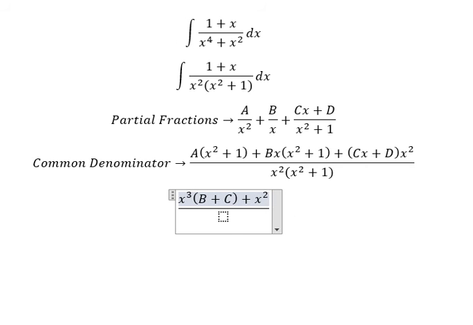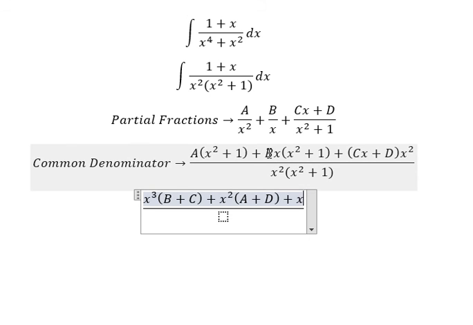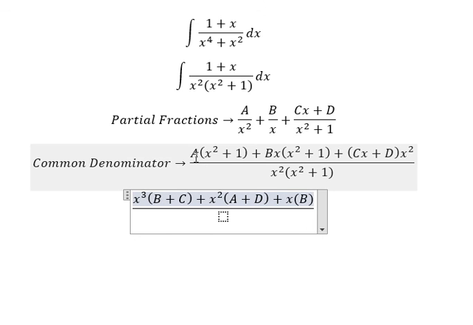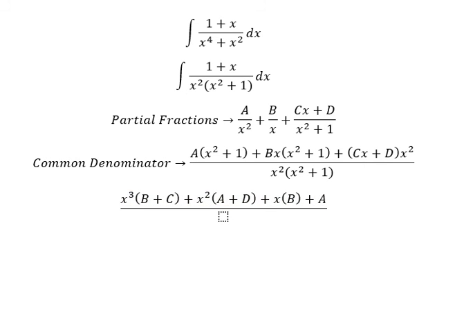Now let's go to s squared. For s squared we have A multiplied by s squared, so I will put A in here. The next one, s squared multiplied by D, you got D, so we have D. The next one, that's about s, so we have Bs multiplied by number 1, we have B in here. The next one, A multiplied by number 1, we have only A. And now we put the common denominator in here.